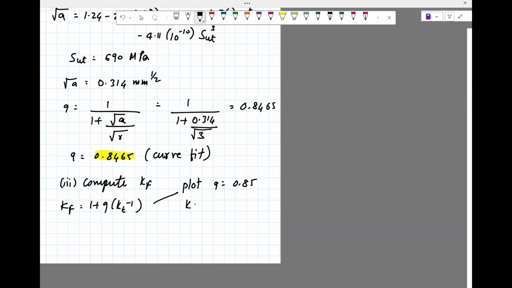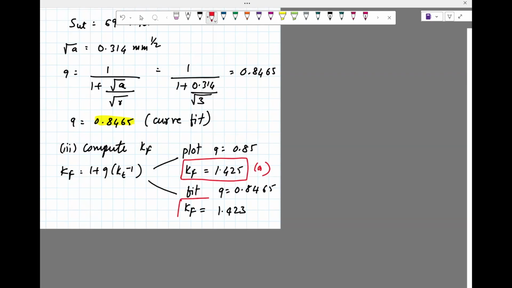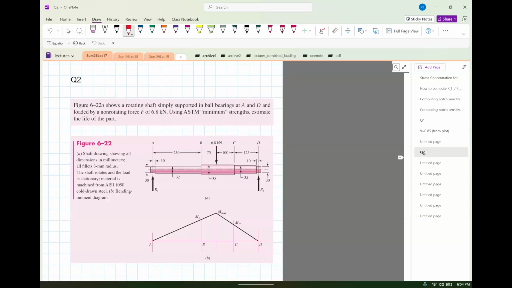So using this value of Q, we get KF equals 1.425. And then if you use the curve fit, Q you'll use as 0.8465. From that, you get KF equals 1.423. So this is the answer to the first part, A, using the plot. This is the answer to the second part using the fit. And you see that the answers are pretty close to each other, almost identical to the first two decimal places.